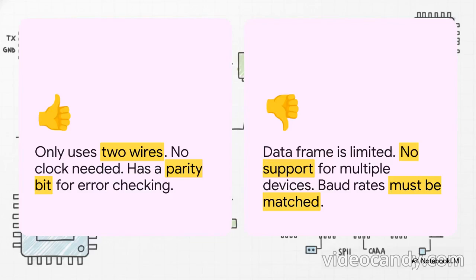So what are the trade-offs here? Well, on the plus side, it's super simple. Just 2 wires, no clock signal needed. It even has an optional parity bit, which is a basic way to check if any of the data got messed up during transmission.